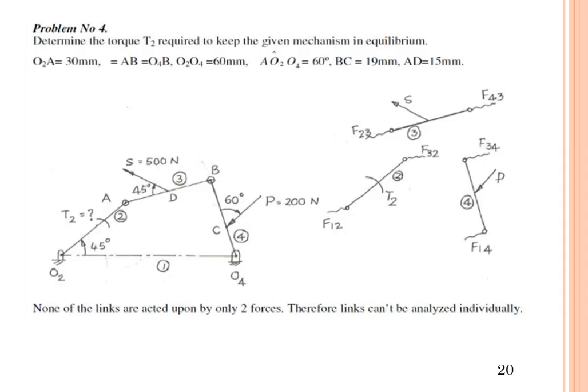So analyze the forces. For O2 A, the forces are F1 of 2 and F3 of 2. Next, link 3 has F2 of 3 and F4 of 3. There will be an inclined load of 500 Newton for that. With respect to link 4, there is an inclined load P. So F3 of 4 and F1 of 4 are going to act. P is equal to 200 Newton.